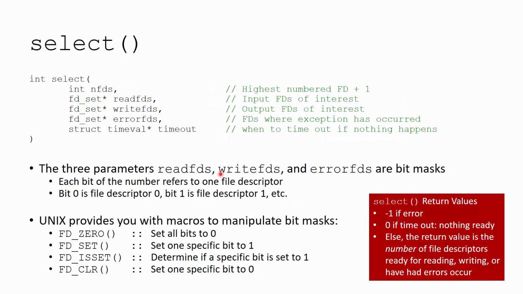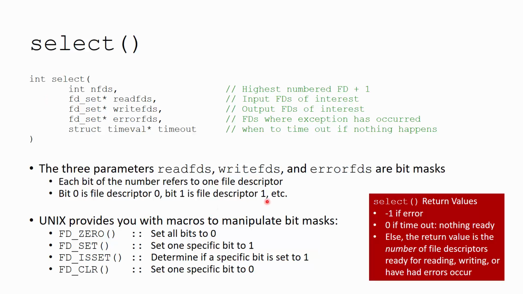Here is the usage of this thing. So select, we've got a ton of different variables that go into this. The top one, nfds, is the highest numbered file descriptor plus 1 that we're going to be using. Remember that we're passing in a set of file descriptors that we care about. So figure out which one is the highest numbered and then add one to it, and that's what you put into nfds. Then the read, write, and error file descriptors are pointers to this data type, which is fd_set. And these things are bit masks. Each bit of this variable refers to one of the file descriptors. So bit 0 is file descriptor 0, bit 1 is file descriptor 1, etc. So we can track file descriptors as individual bits.